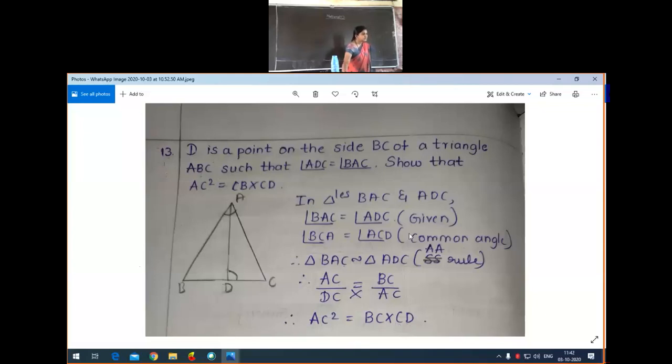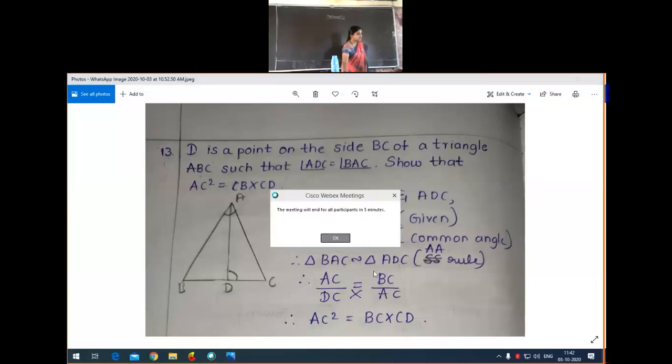So are you facing any confusion here? The first part is clear: how to prove the similarity of this triangle and this triangle according to the AA rule. Are you facing any problem in this part, how to write this ratio and all?